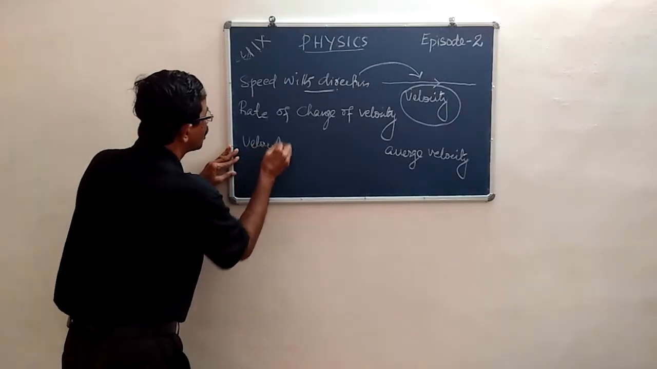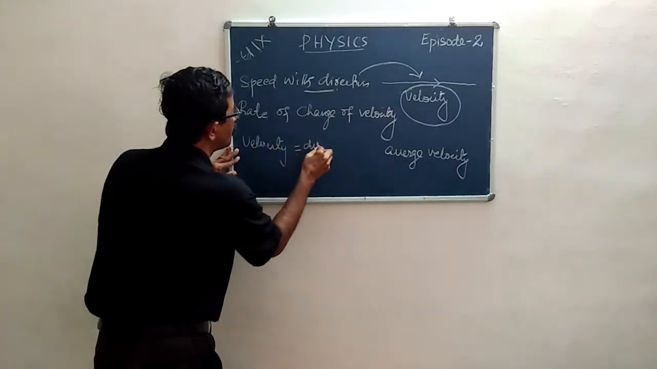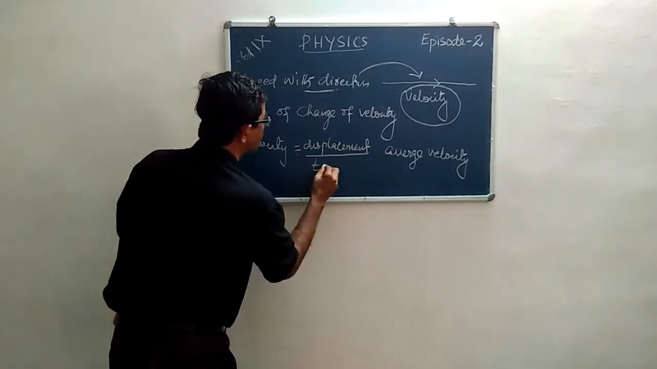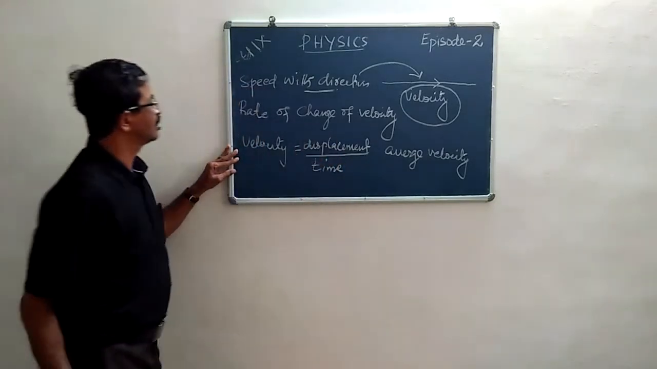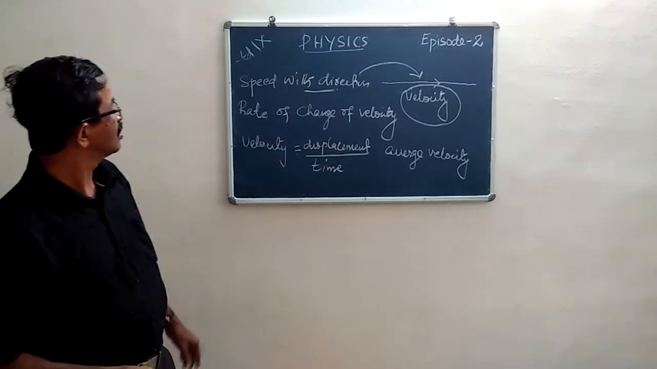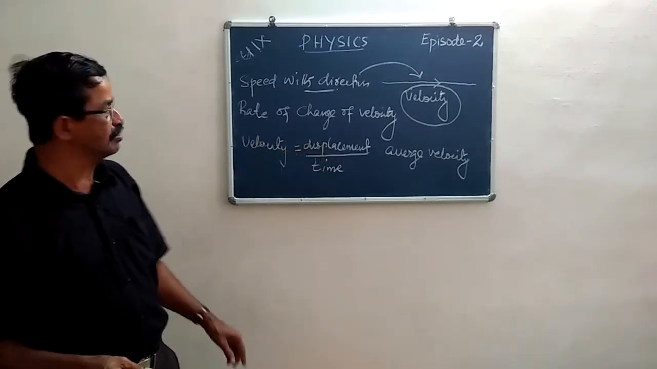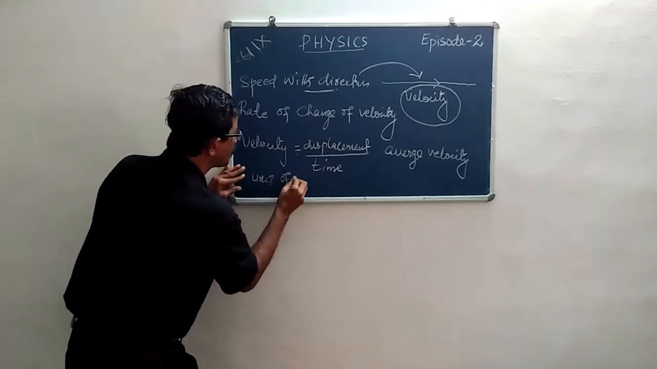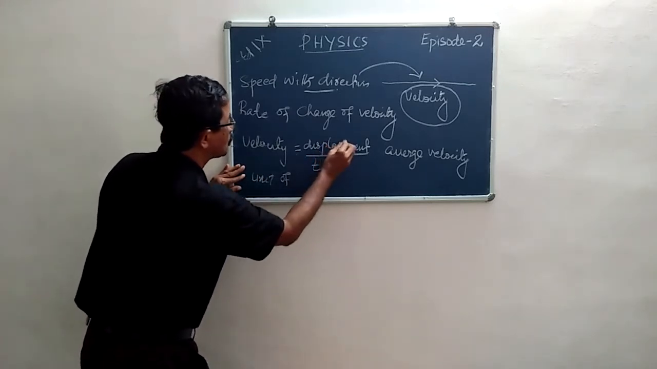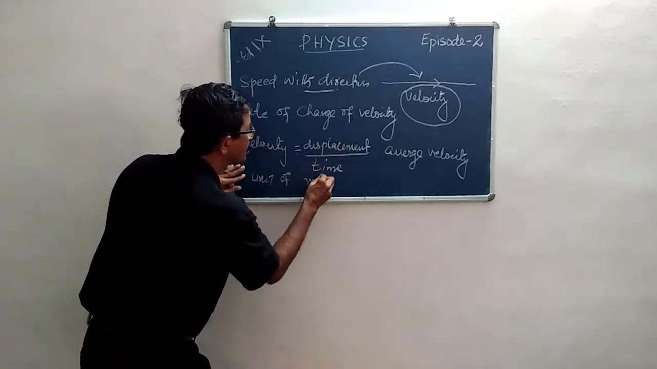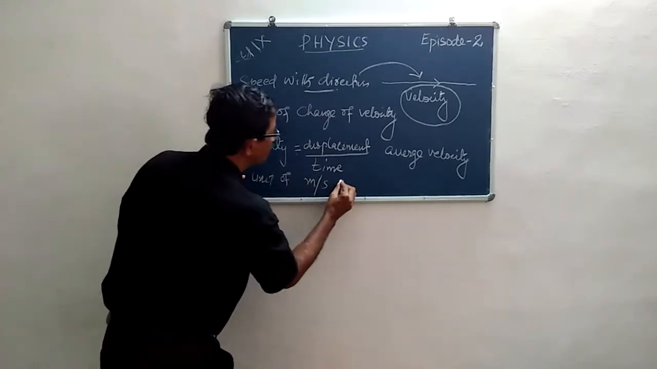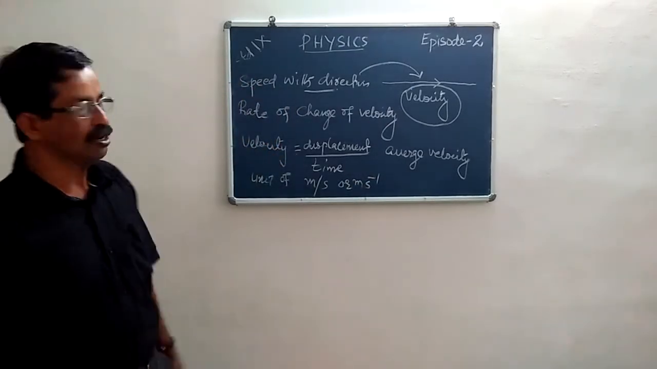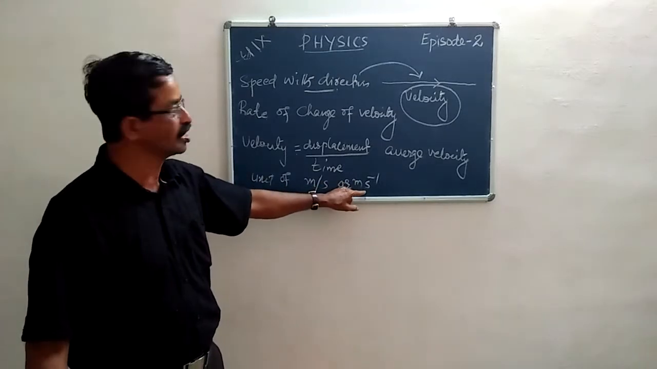So what is velocity? Velocity equal to displacement by time. How do we get the unit of this? We know the unit of velocity. The unit of displacement is meter, time is second. So meter per second. We can write it in this way also, meter per second. The unit of velocity is meter per second.